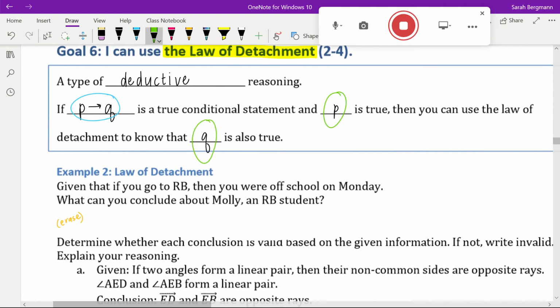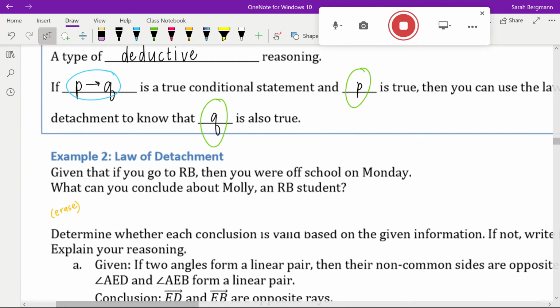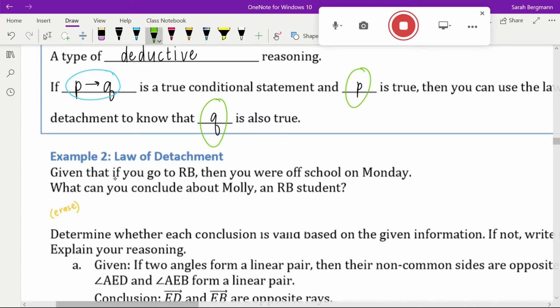So let's do an example together. It says, given that if you go to RB, then you are off school on Monday. What can you conclude about Molly, a Roger Bacon student? So this hypothesis says if you go to Roger Bacon. The hypothesis, remember, we don't include if, so it's actually just you go to Roger Bacon. The conclusion, you are off school on Monday. So this is P implies Q.